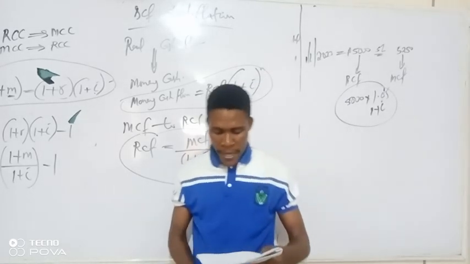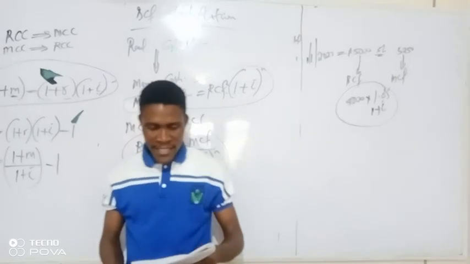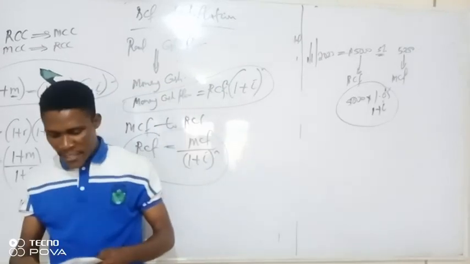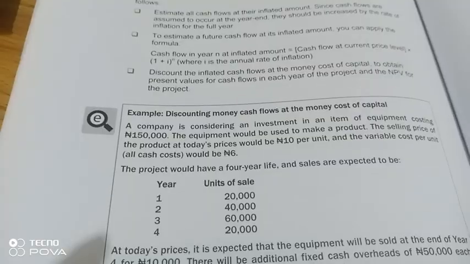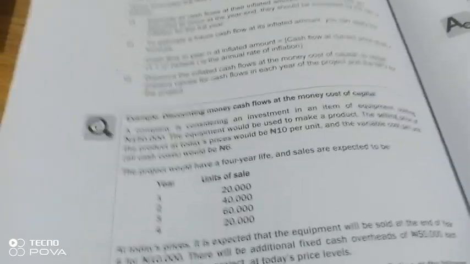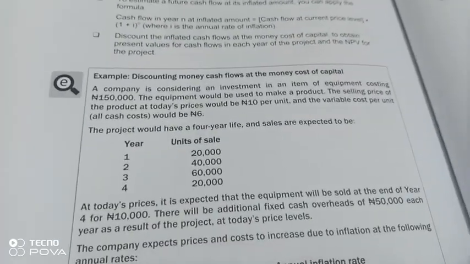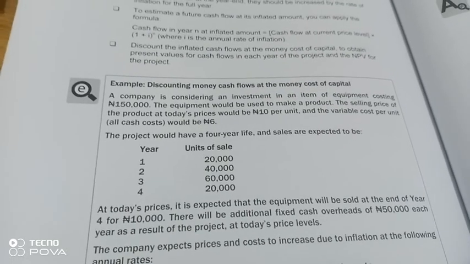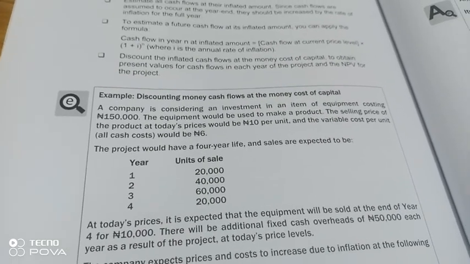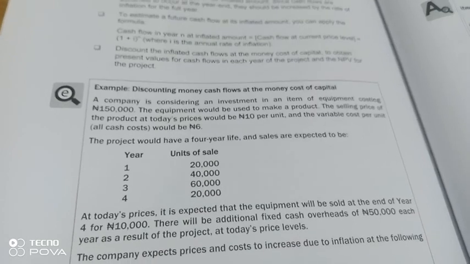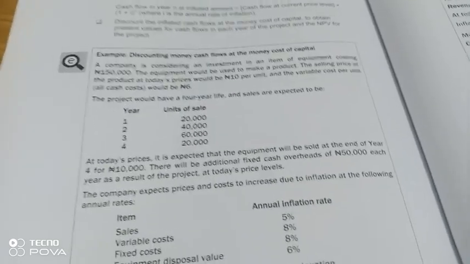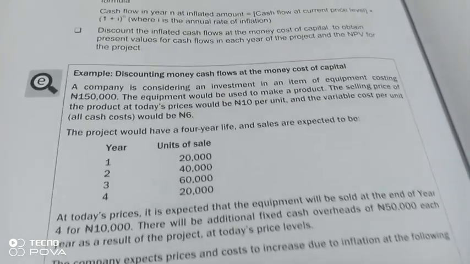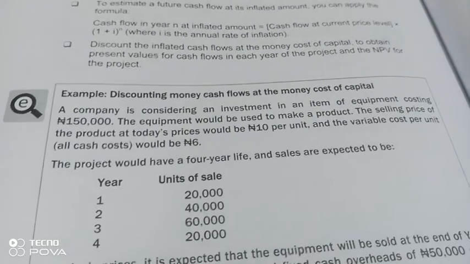So reading from page 148, the example, abi? Example there, page 148. Discounting money cash flow at a cost of capital. Are we there together, please? A company is considering an investment in an asset of equipment costing 150,000 naira. The equipment will be used to make a product.